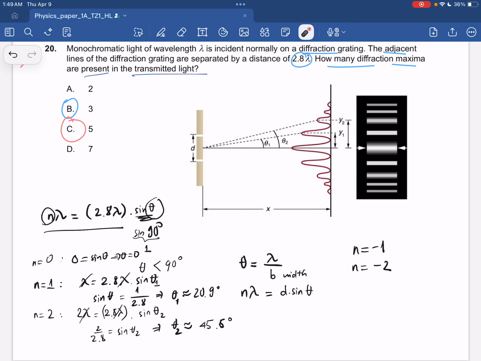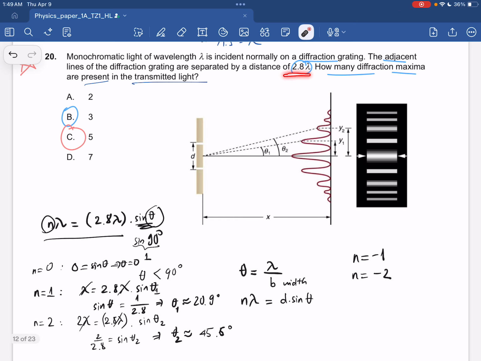Make sense? So whenever you have this question with some number of lambda, see the range of it, and how many integers you can have within that range. Does that make sense? So the answer is 5.